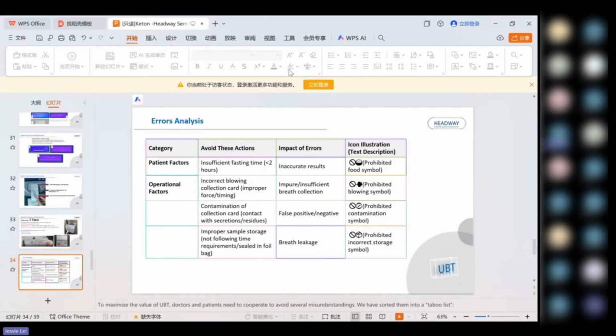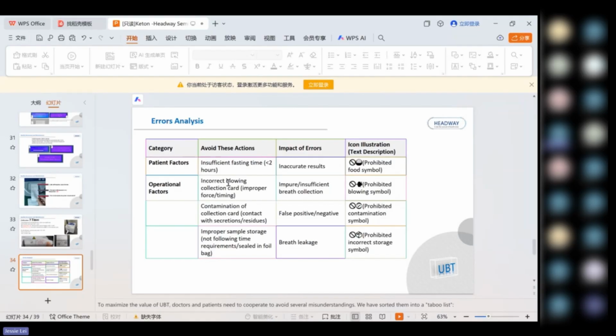So to maximize the value of our urea breath test, doctors and patients also need to pay attention to the operation to avoid several misunderstandings or misdiagnosis. We have sorted them into a list. For the patient factors, if there is insufficient fasting time, we must fast for 2 hours. If we don't fast for 2 hours, it may give us an inaccurate result.